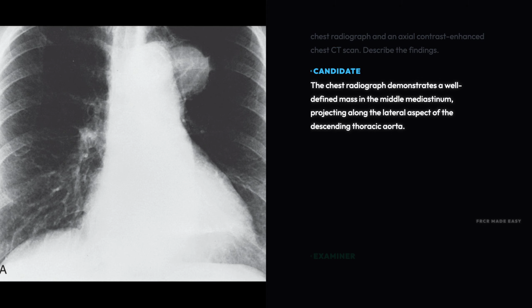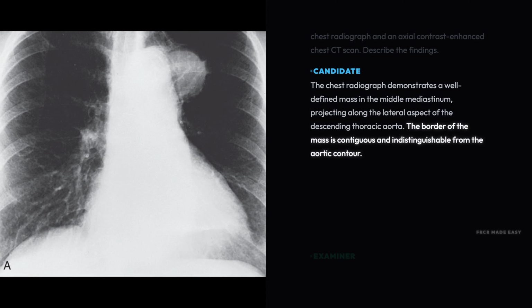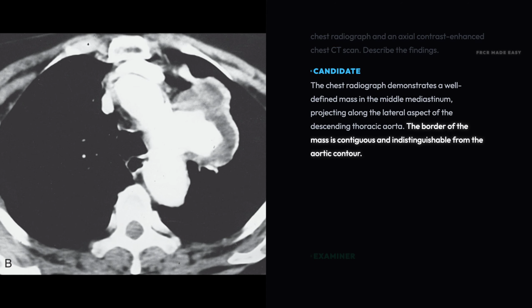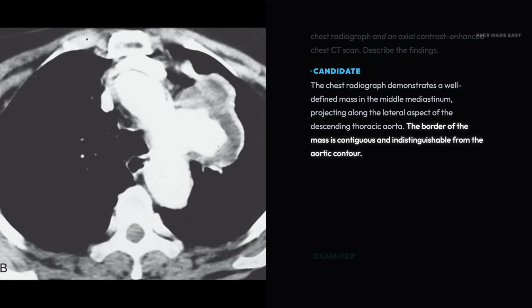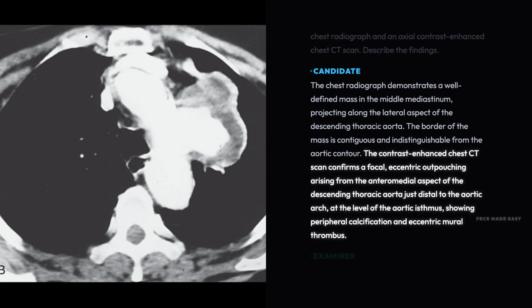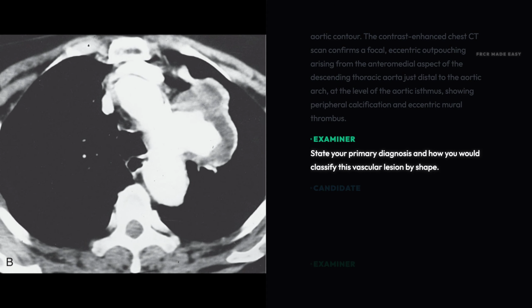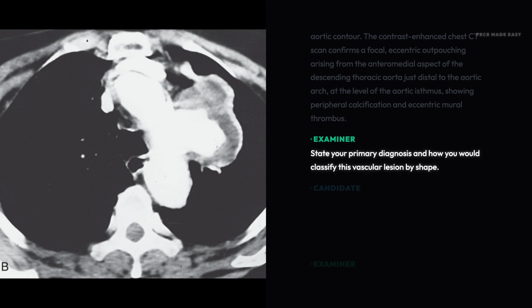the descending thoracic aorta. The border of the mass is contiguous and indistinguishable from the aortic contour. The contrast-enhanced chest computed tomography scan confirms a focal, eccentric outpouching arising from the anteromedial aspect of the descending thoracic aorta just distal to the aortic arch, at the level of the aortic isthmus, showing peripheral calcification and eccentric mural thrombus. State your primary diagnosis and how you would classify this vascular lesion by shape.